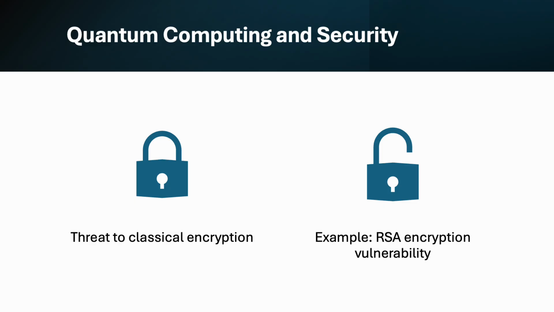Quantum computing and security, threat to classical encryption. We'll be discussing this in quite some depth. An example is RSA encryption vulnerability when quantum computers kick in using the H gates. At the same time, figuring out what can be cracked in the security that you have applied.